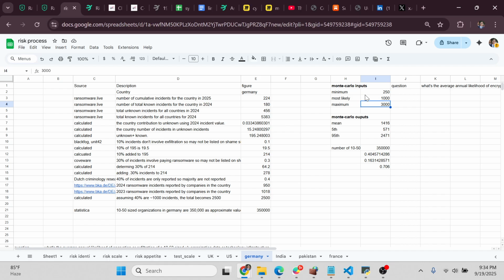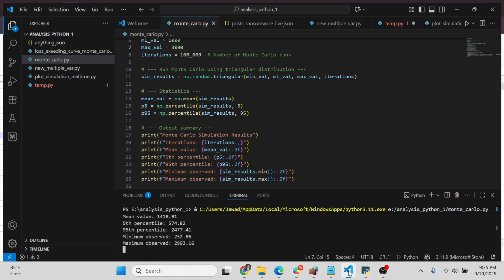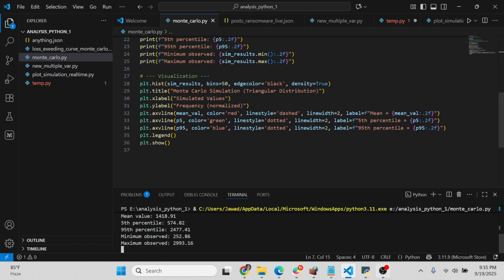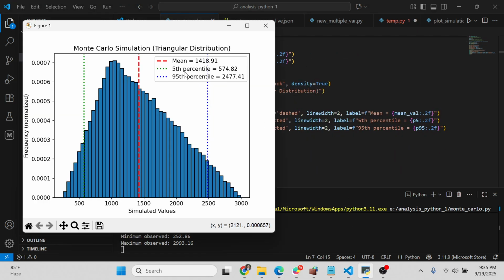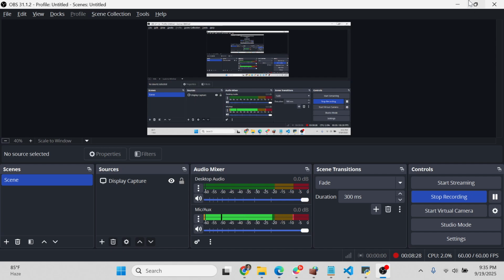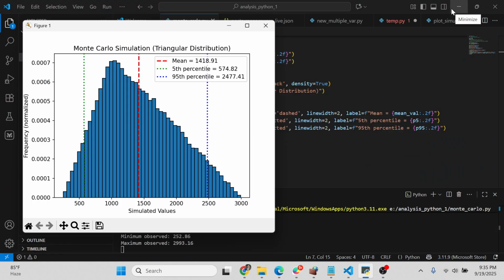Monte Carlo is like doing simulations. You generate random numbers between 250 and 3000, with 1000 as the most likely value. Based on this generation of numbers, you create the outputs, which are the mean value, and the fifth and 95th percentiles. I have used Visual Studio Code here, and this is the output. As you can see, the mean here is this average number. This is the fifth percentile. This is the 95th percentile.